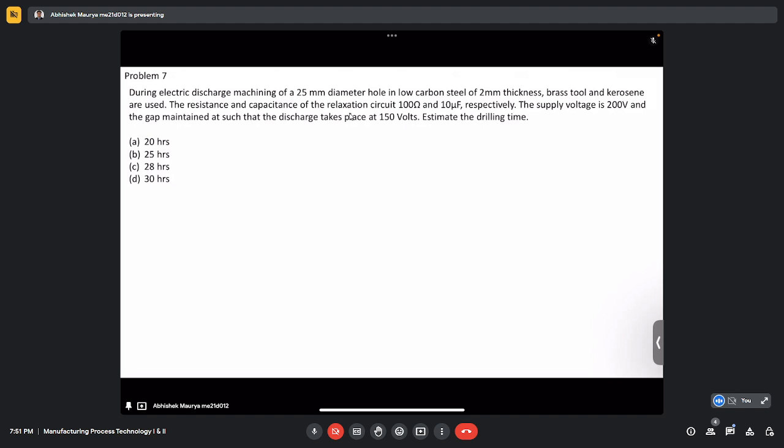Okay, so here during electric discharge machining, we want to machine a hole of diameter 25 mm in low carbon steel, which has a thickness of 2 mm, with a brass tool. The dielectric is kerosene, and we are using the relaxation circuit which I have shown earlier. It has a circuit resistance of 100 ohms, capacitance of 10 microfarads, and supply voltage of 200 volts. The electrode gap is maintained in such a way that the discharge takes place at 150 volts. We have to calculate the time needed to drill.